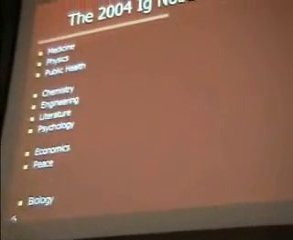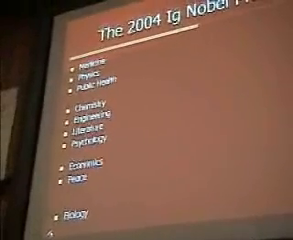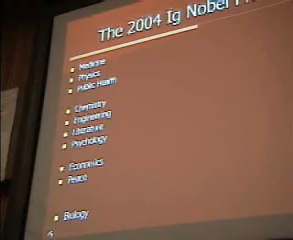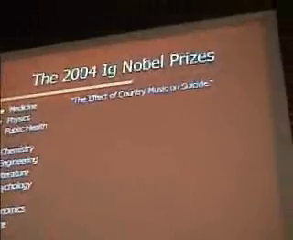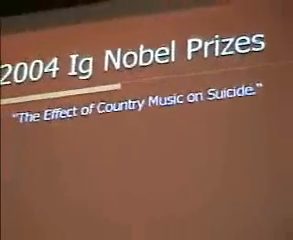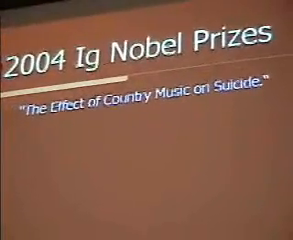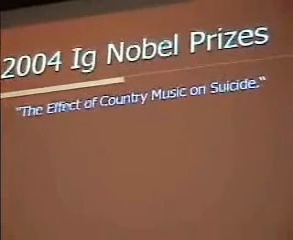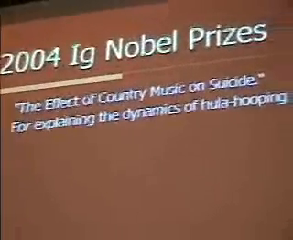You have a whole series of fields, just like the Nobel Prizes, but the fields are somewhat arbitrary, and they kind of make up ones. So here we have medicine, physics, public health, et cetera. And these are the Ig Nobel Prizes given out in 2004. So for medicine, somebody did an article that studied the effects of country music on suicide. Because country music is depressing, and it's always sad. And it turns out that there was an increased correlation, not causation, but correlation between people listening to country music and suicide rates. Physics, somebody sat there and explained the dynamics of hula hooping.